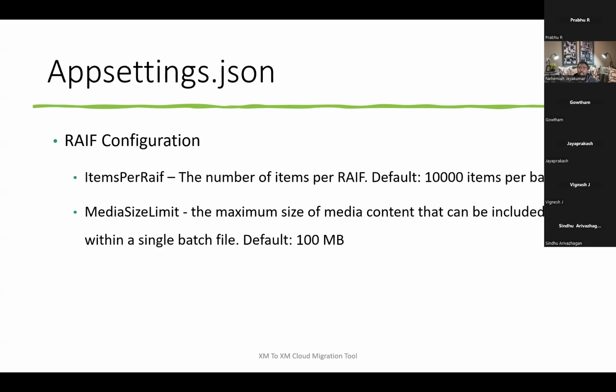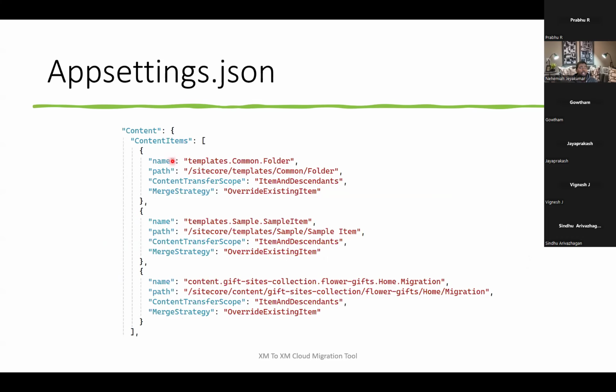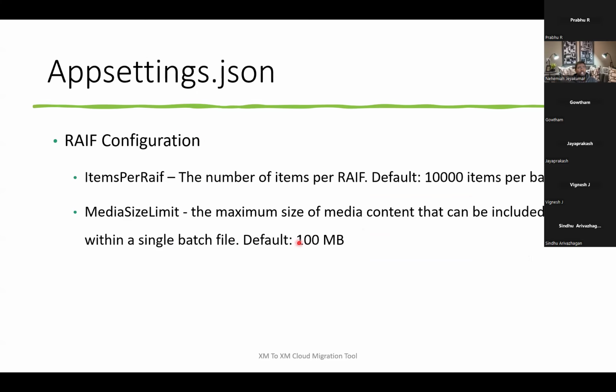So this is one example. As I was saying, whatever data you enter in the GUI is stored there. You can see the source details and the target system details. From the content perspective, whatever items you select from the screen, their name, path, and all the default items will be stored here. And the other configurations I mentioned are also part of the appsettings JSON file itself.